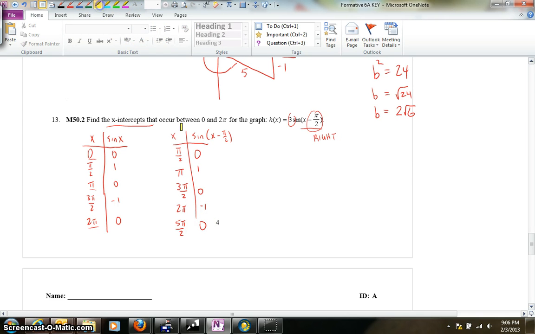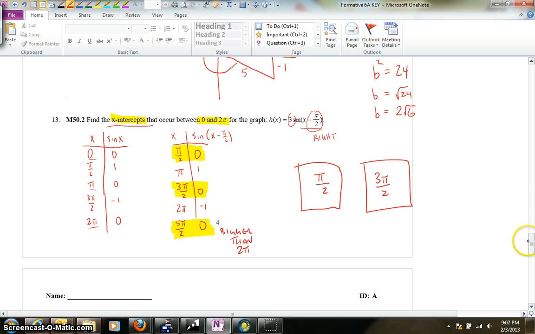So as you can see, my zeros now are pi over 2 and 3 pi over 2, and also 5 pi over 2, and a lot of you put that as an answer, but this says we want to find the x-intercepts that occur between 0 and 2 pi. So 5 pi over 2 is too big. It is definitely bigger than 2 pi. It's 2.5 pi we just saw. So I don't need that one. The only ones I would need would be pi over 2 and 3 pi over 2. Those are the only x-intercepts that occur between 0 and 2 pi.